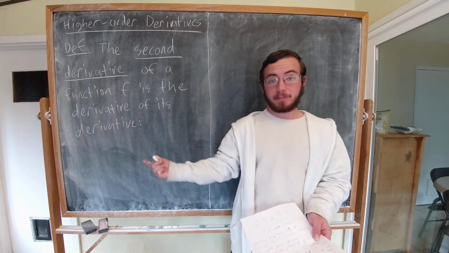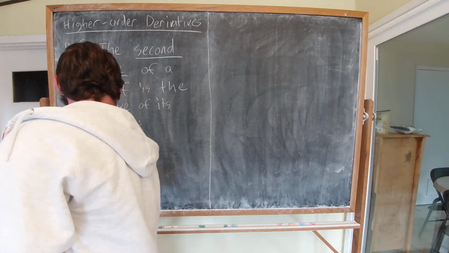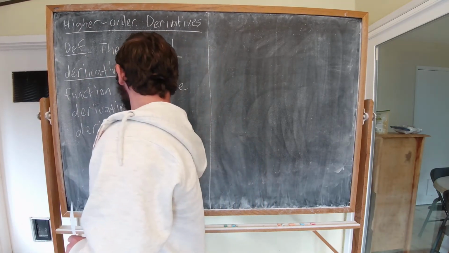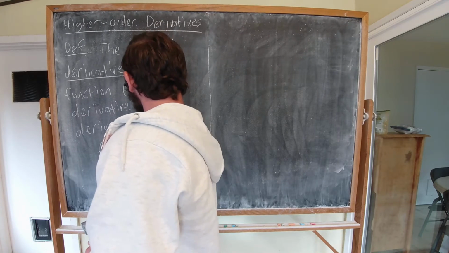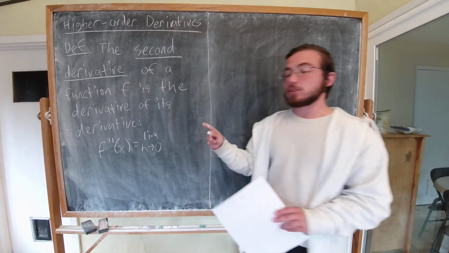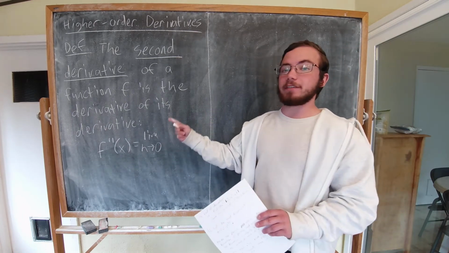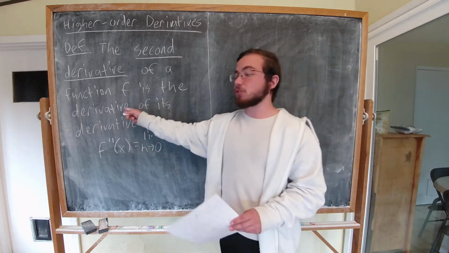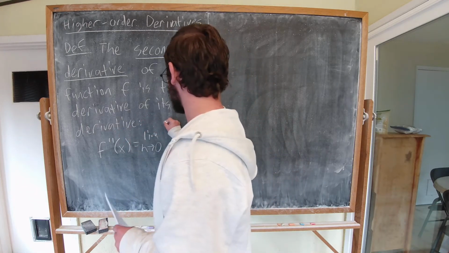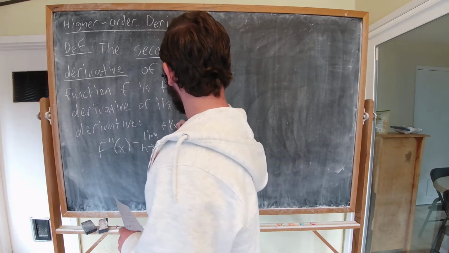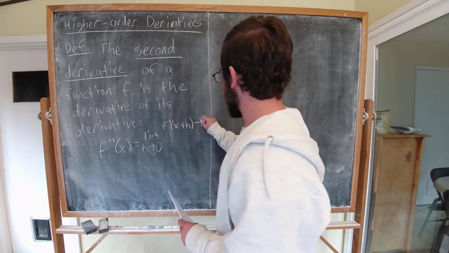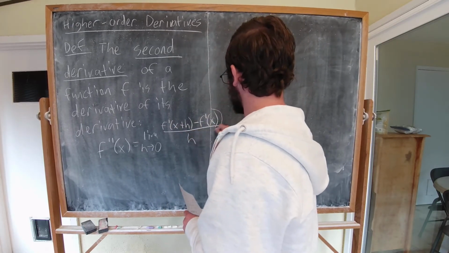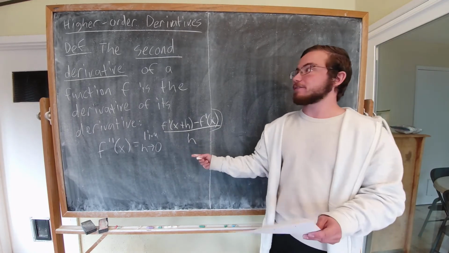Which we're going to use the limit definition for, and we're going to say f double prime, so 2 tick marks instead of 1, of x is the limit as h goes to 0 of, so with the original limit definition for the first derivative, it was f of x plus h minus f of x over h, but now we're taking the derivative of a derivative. So we're going to be working with f prime of x plus h minus f prime of x divided by h. So that's our limit definition for the second derivative.